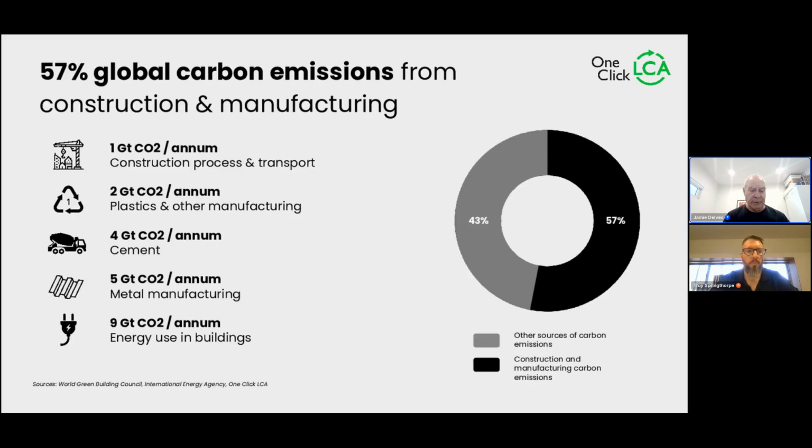It's a little bit scary when we think about it. 57% of global carbon emissions come from construction and manufacturing. And the biggie in there is concrete, by the way. There's the numbers. 43% from other sources, 57% from construction. And that basically includes whole of life, transport, base materials, construction. So we're getting a full, complete picture of what we're doing.